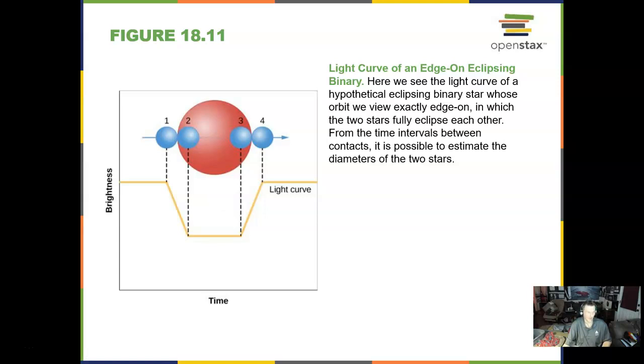A perfect eclipse in an eclipsing binary system, well, it can look like this. Depends on the size of the star, how fast they are moving. This one seems to be at a moderate clip. You see a smaller star. It is completely behind the other star for a period of time. We call that a total eclipse. And then it starts coming out of eclipse and exits. And the light goes back to normal.